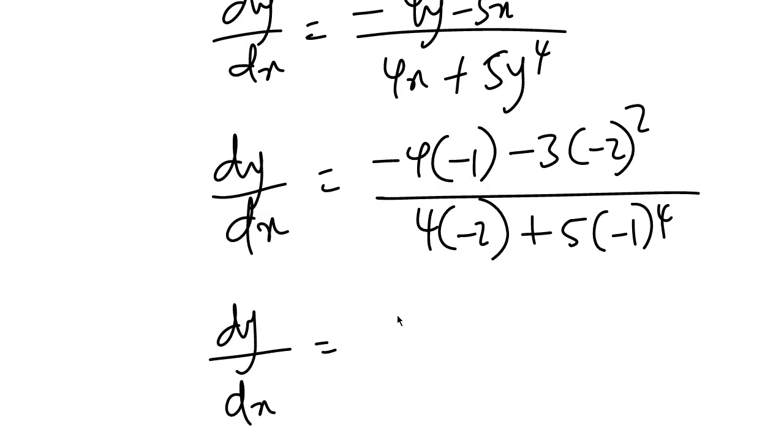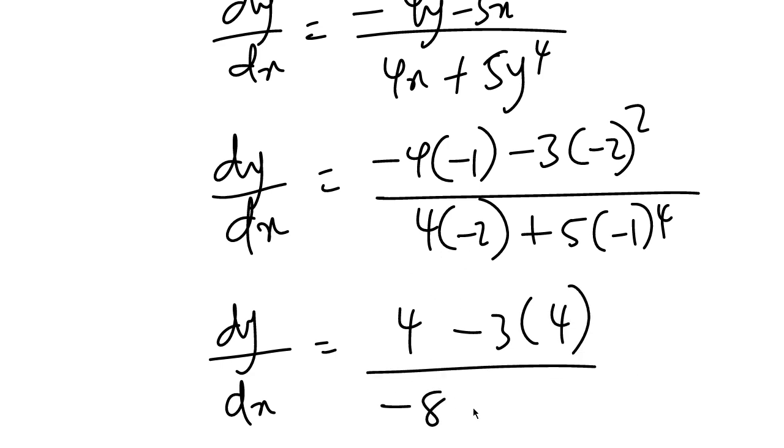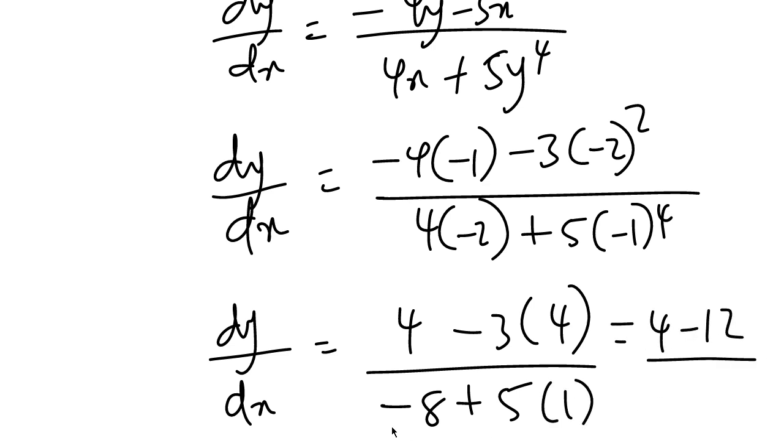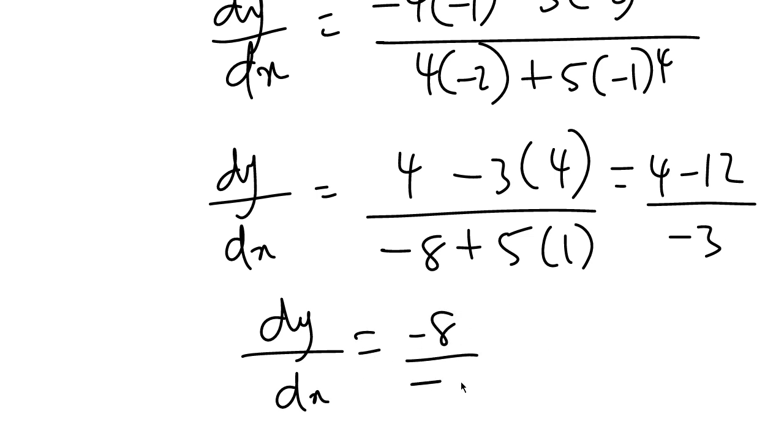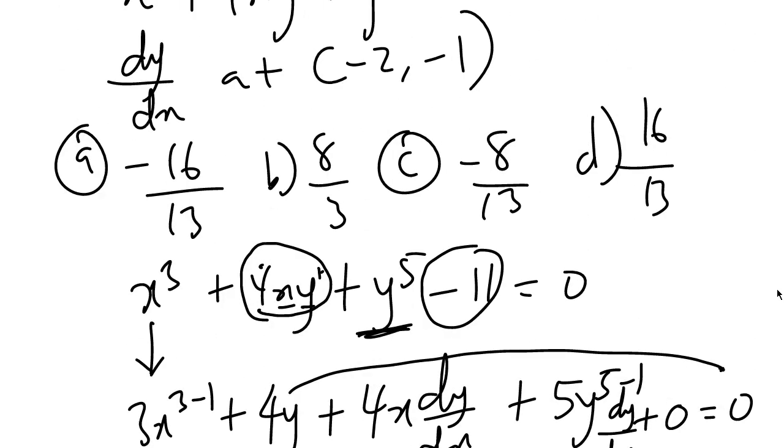Negative 4 times negative 1 is positive 4. Negative 3 times negative 2 all squared: negative 2 times negative 2 is positive 4, so that is negative 12. And then over 4 times negative 2, which is negative 8, plus 5. Negative 1 to an even number is always 1, so negative 1 to the power 4 is 1. And then we have 4 minus 12 over negative 8 plus 5, which is negative 3. So with this, dy/dx is equal to, 4 minus 12 is negative 8, so negative 8 over negative 3, and that is equal to 8 over 3. And that is dy/dx at (-2, -1).